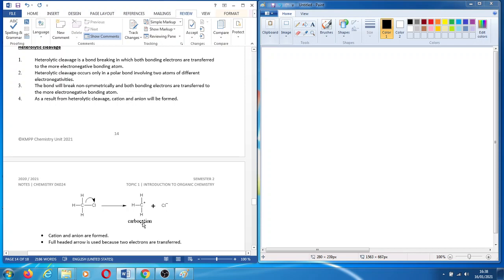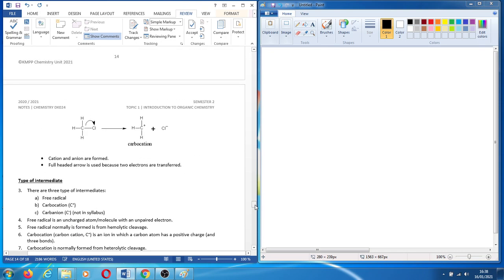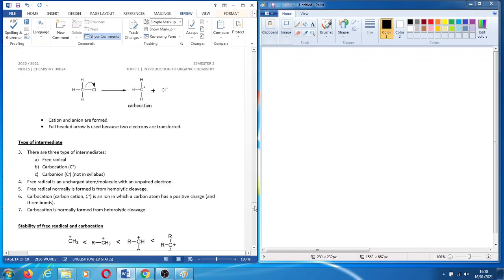From the heterolytic cleavage, it will produce the cation and anion. And we will use a full-headed arrow here because two electrons are transferred. Okay, that is about the homolytic and heterolytic cleavage.